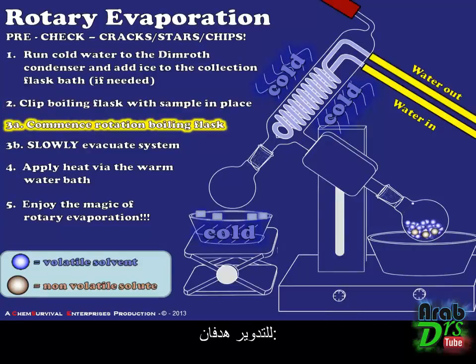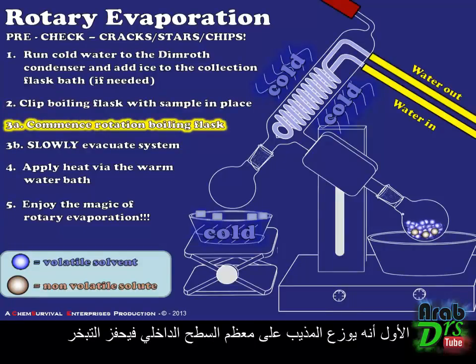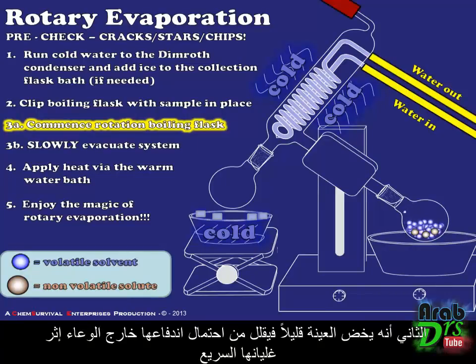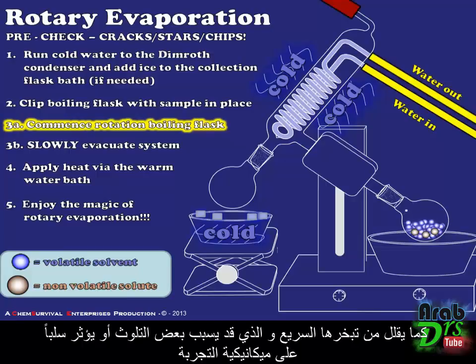Rotation serves two purposes. First, it spreads some of the solvent out along the interior walls of the flask, promoting evaporation. Second, it agitates the sample slightly, which reduces the risk of bumping or flash boiling, which can cause solvent contamination or otherwise adversely affect your rotary evaporation.